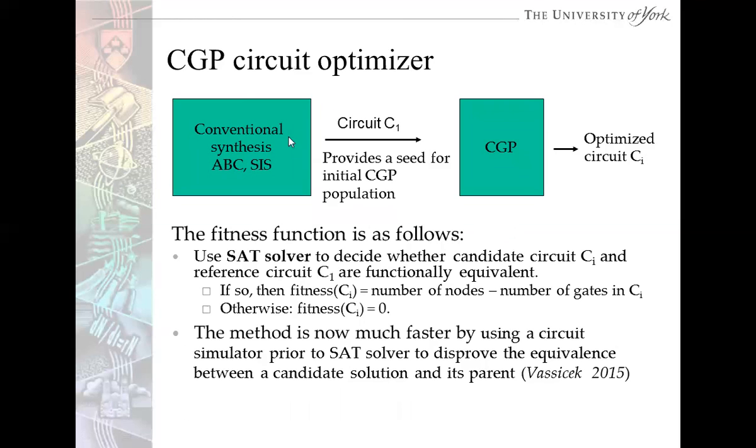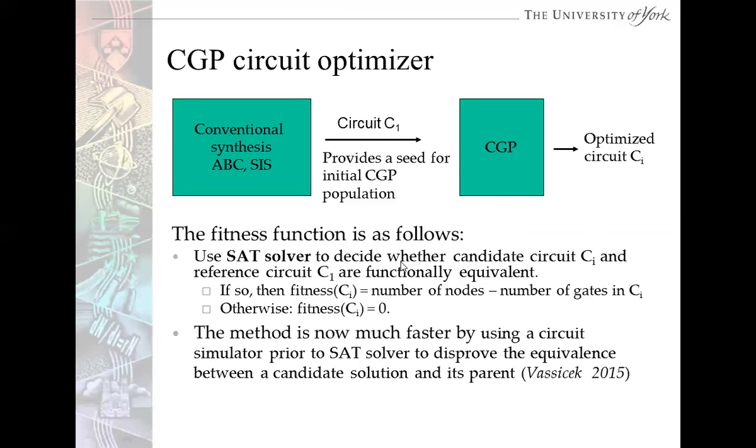So as I said, they use a conventional state-of-the-art logical synthesis package to provide a seed circuit, which they encode into CGP. Then they apply CGP to a population of circuits, which includes the seed, and eventually they get an optimized circuit. The fitness function works as follows.